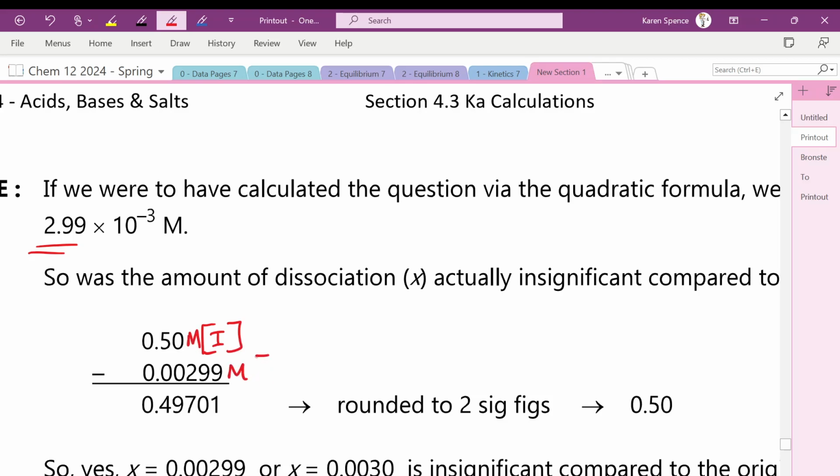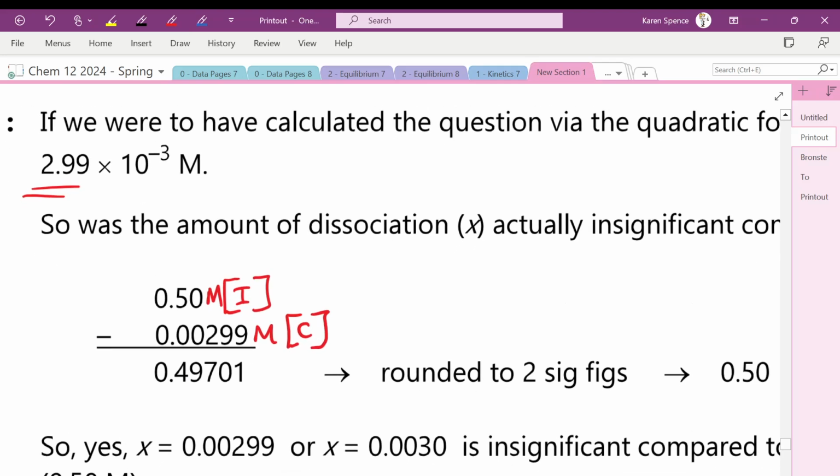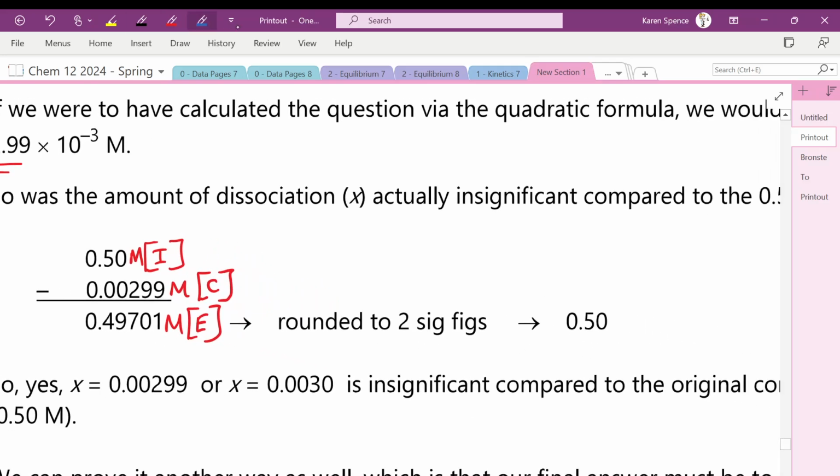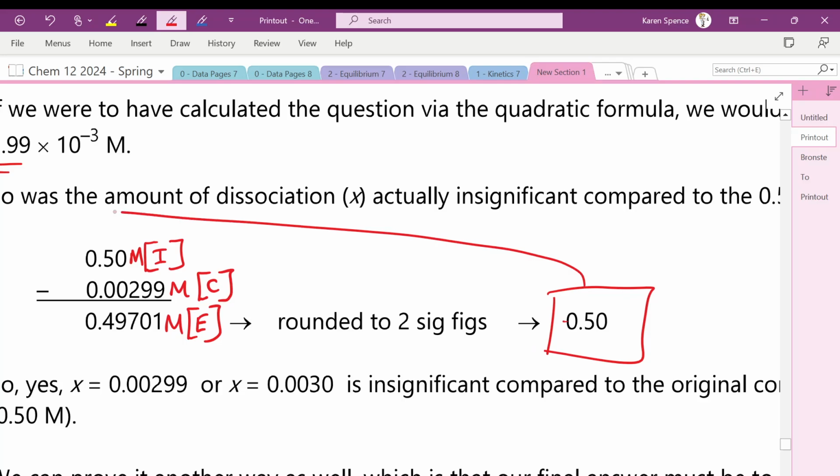So our initial concentration was 0.5 molar. Our change in concentration was 0.00299. And so our equilibrium concentration would be 0.49701. But if we round that to 2 sig figs, what do we get? 0.50. And what was our initial concentration? 0.50. So was our change insignificant compared with 0.50? Yes, it was.